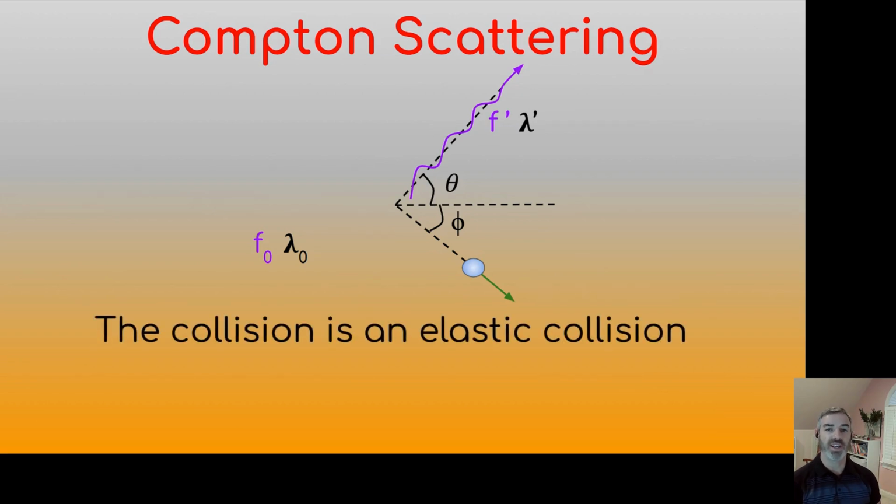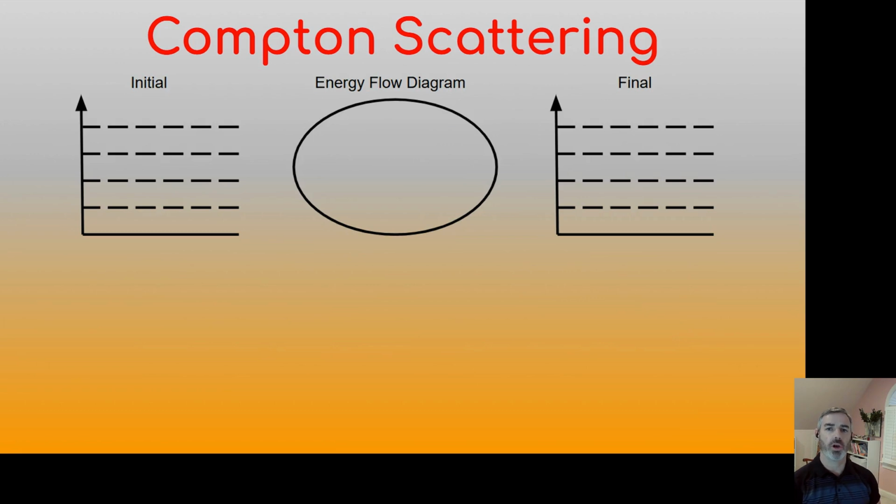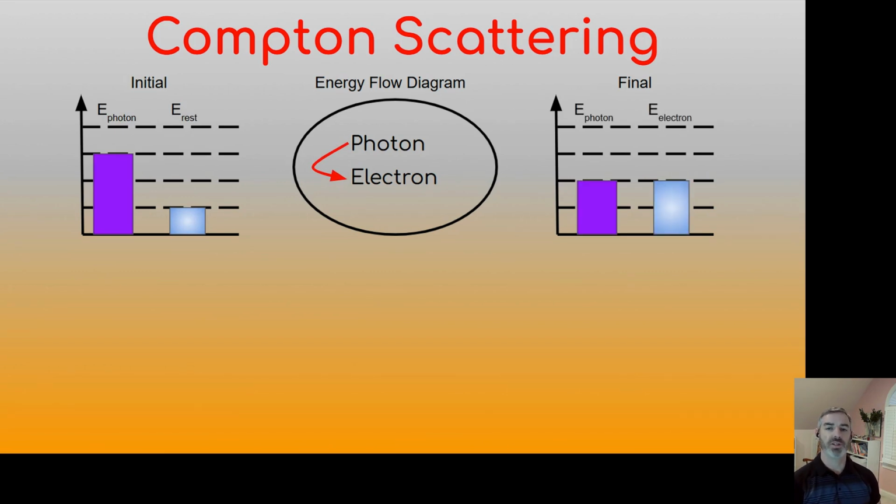Now, the collision is an elastic collision, which means that not only is momentum conserved, but energy is also conserved. So we're going to start by drawing an energy bar chart. Our system will be the photon and the electron. In the initial situation, the photon has energy and the electron has its rest energy. Then the photon collides with the electron, transferring energy to it, which decreases the photon's energy but increases the electron's energy. So we can write our conservation equation: the initial photon energy plus the rest electron energy equals the final photon energy plus the final electron energy.